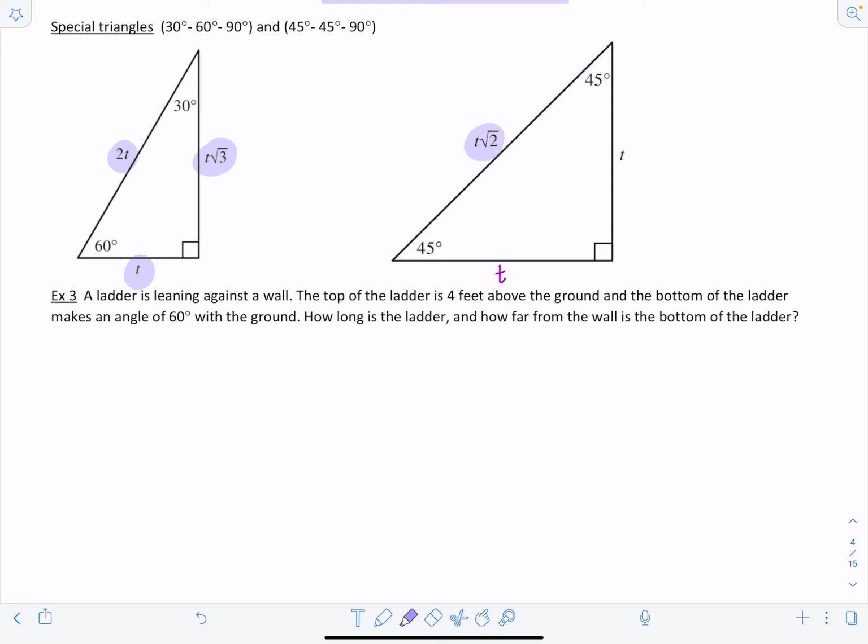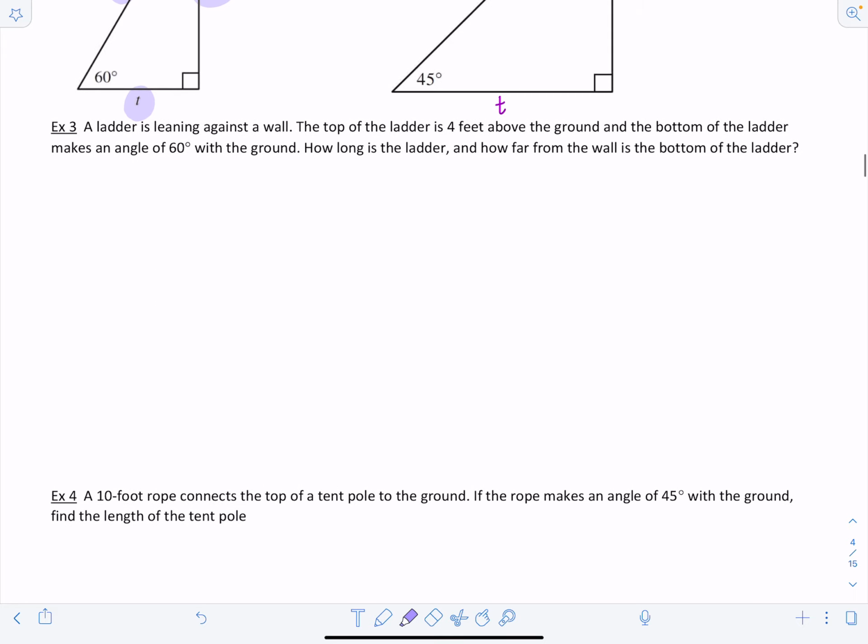Okay, so let's look at a couple applications. A ladder is leaning against a wall, and the top of the ladder is 4 feet above the ground. And the bottom of the ladder makes an angle of 60 degrees with the ground. So start drawing a picture. Don't let all the words overwhelm you.